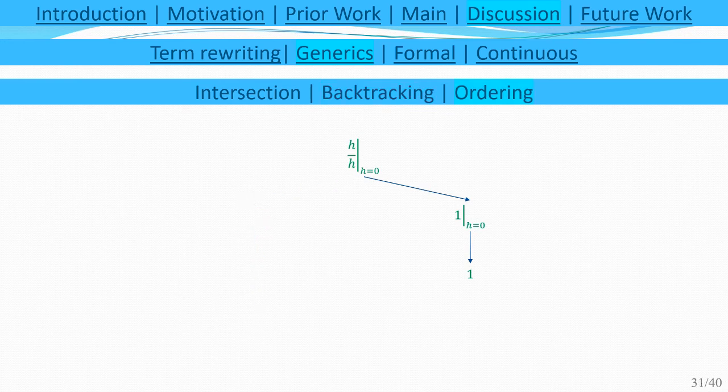Instead of exploring all branches, by imposing rule ordering, we can always select the correct branch. In our case, the correct branch order is simplify before evaluate. In other words, with h over h at 0, we must simplify h over h before applying evaluate. This way, we always obtain the correct answer without backtracking.